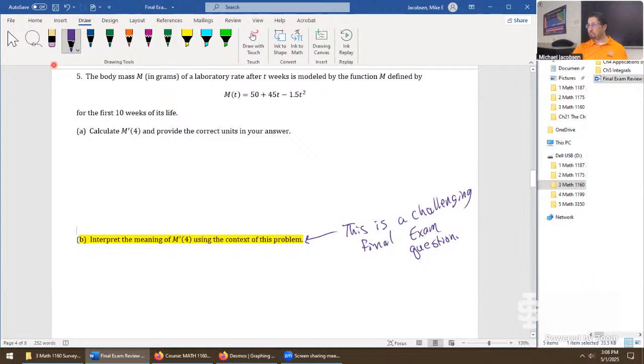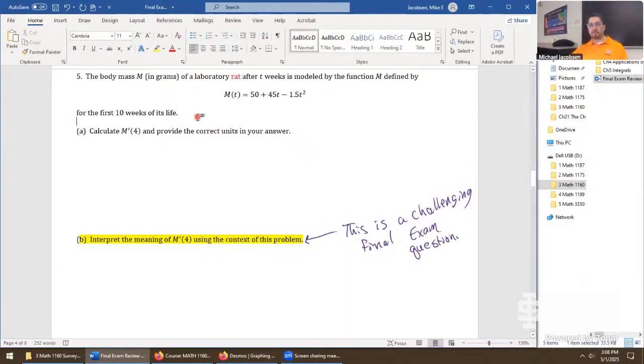Our A is not too bad though. We're getting pretty good at calculating derivatives because we've done hundreds of them at this point. But this has context. M is body mass in grams of a laboratory rat. Let me fix that typo there. This is supposed to be a kind of a biology problem. Let's start over. The body mass in grams of a laboratory rat after T weeks is modeled by the function M defined in this way. So some quadratic function. And this is just for the first 10 weeks of its life. So we want to calculate M prime at 4. 4 is now saying 4 weeks.